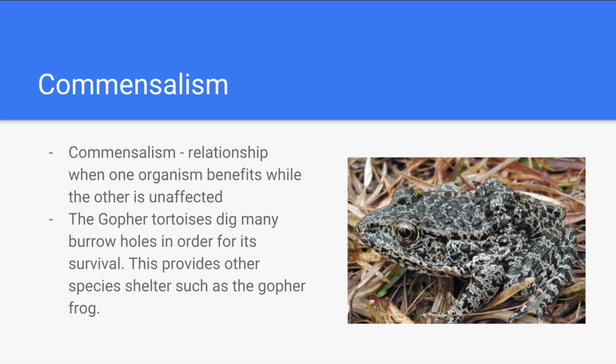Commensalism in wetlands. Commensalism is a relationship when one organism benefits while the other is unaffected. One example of this is the gopher tortoise. This species digs many burrow holes in order for its survival. However, after it leaves these holes, it provides shelter for other species, such as the gopher frog. Because the gopher frog benefits from this new shelter, but the tortoise doesn't, it is considered a commensalism relationship.